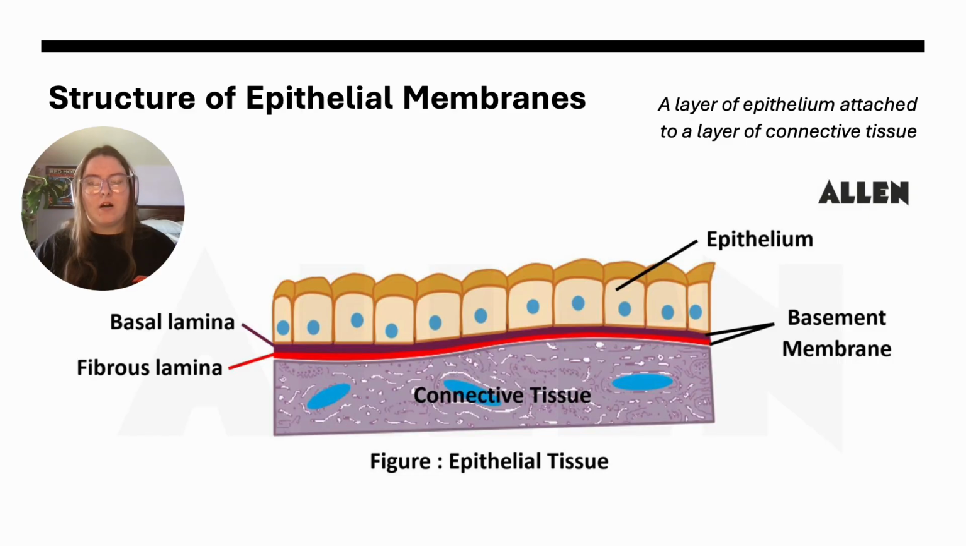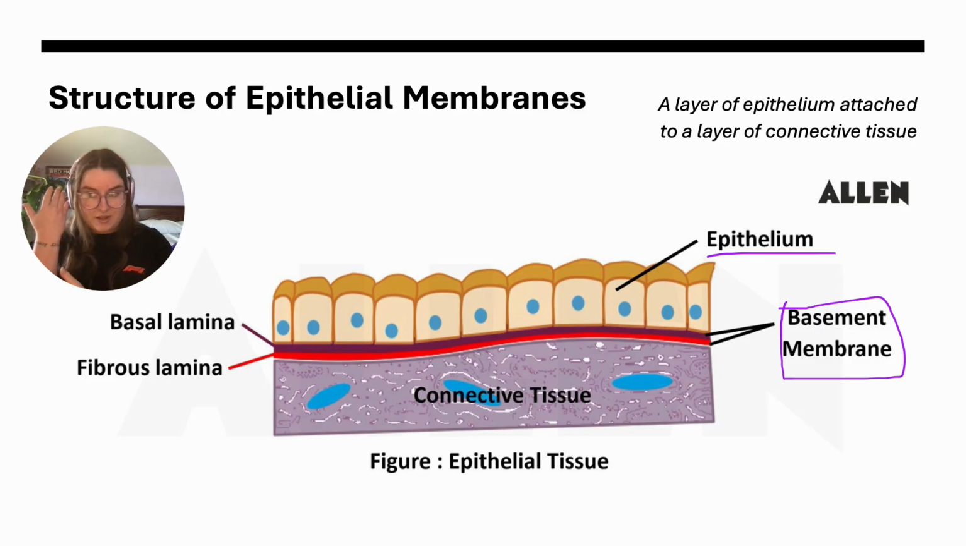Now, one specific part of epithelial tissue is epithelial membranes. This is a thin layer of cells that covers many different areas of the body. It's a layer of epithelium attached to a layer of connective tissue, as shown here. There is a basement membrane in between, kind of like a sandwich. This can cover the outside of the body, which is your skin. It covers organs. There are internal passages that lead to the exterior of the body that have epithelial membranes, and it lines movable joint cavities.